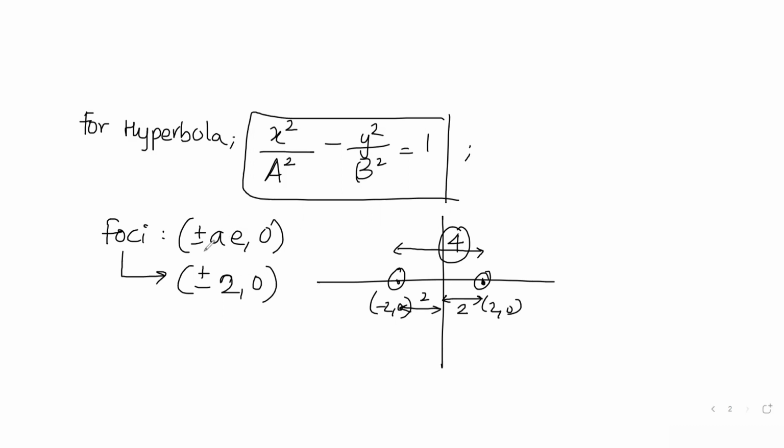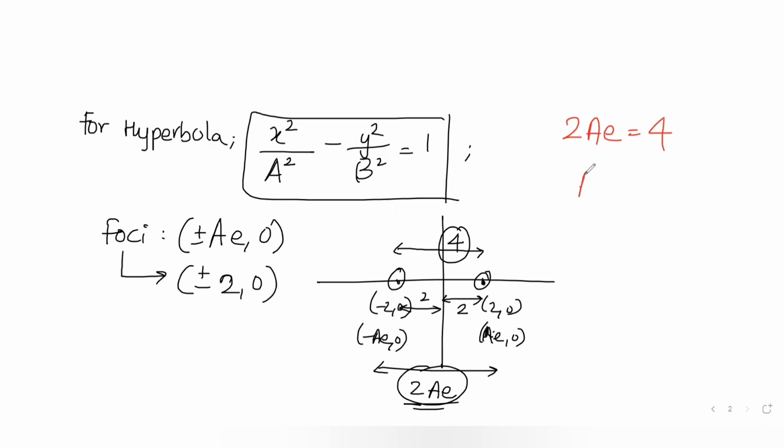With respect to A and E, here also we need to use capital A because we are using capital A notation. So here we have AE comma 0 and minus AE comma 0. From this, the distance between the two points in terms of AE becomes 2AE. If I equate that with the distance, I get 2AE is equal to 4. So AE is equal to 4 by 2, which is 2.